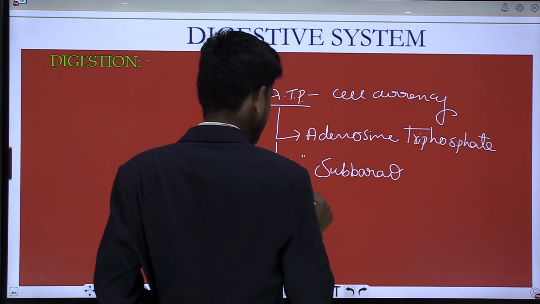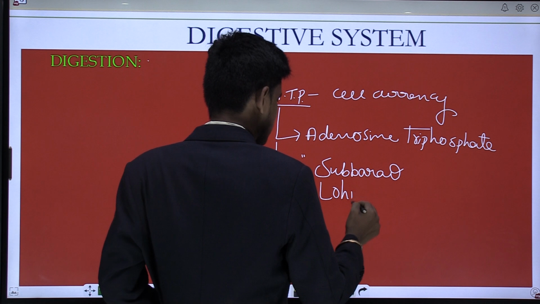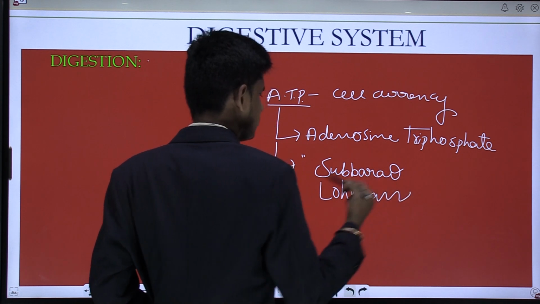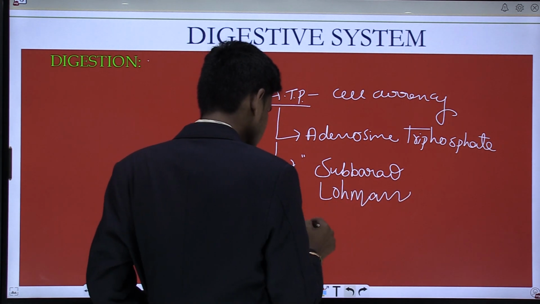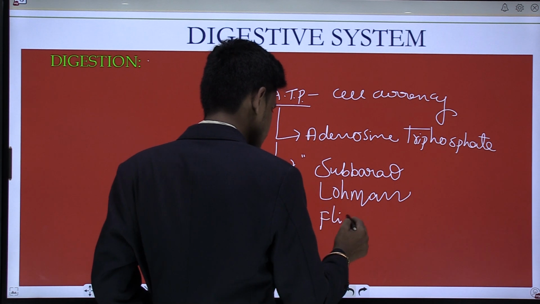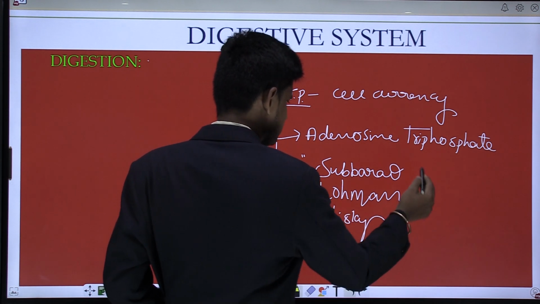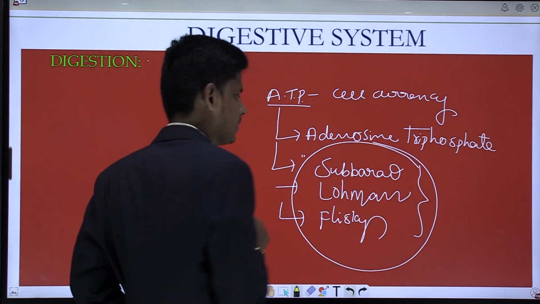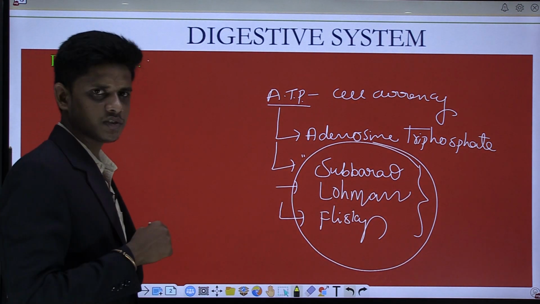Subbarao. And the second one is Lohmann. Who is that? Lohmann. And the third one is Fliesky. Who is that? Fliesky. These are the three persons who discovered ATP. Fine. And come to the next one.